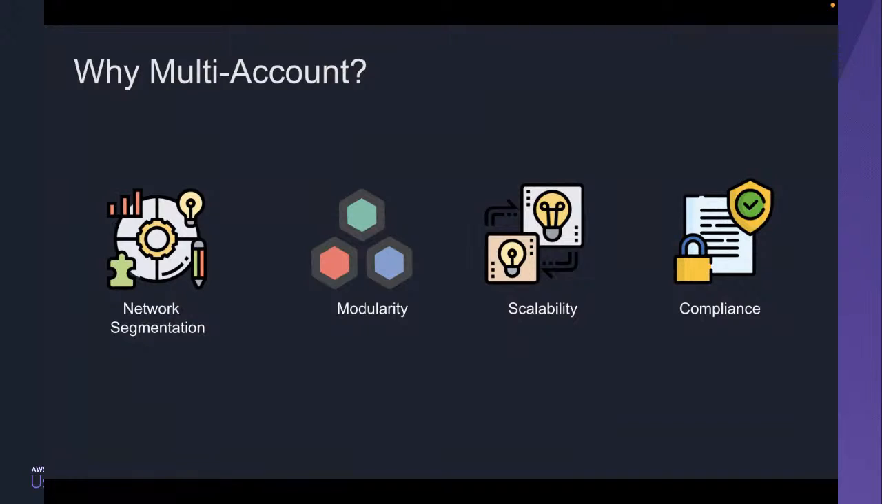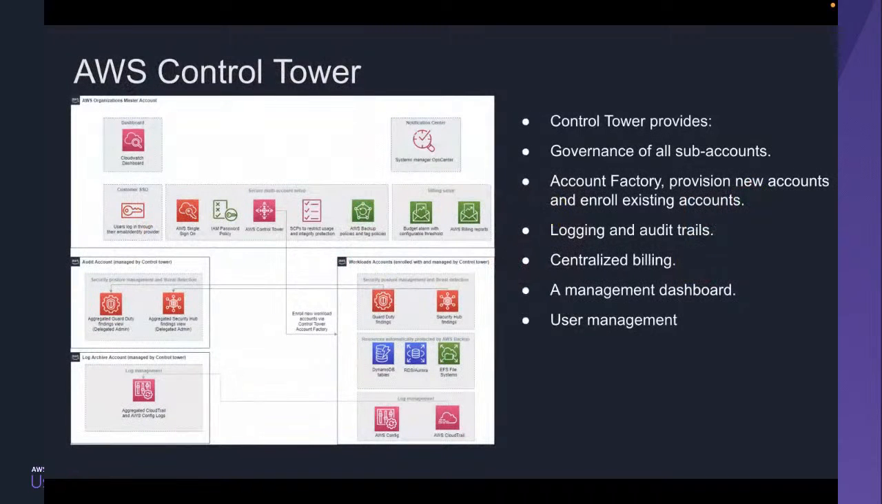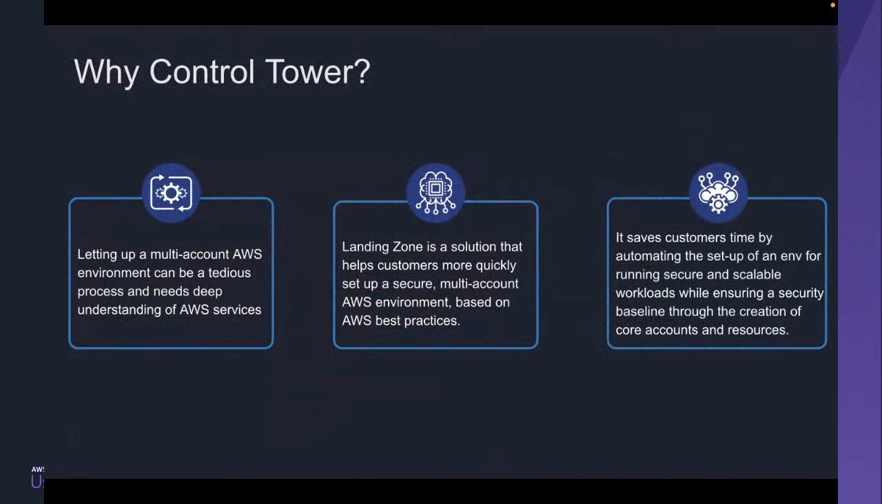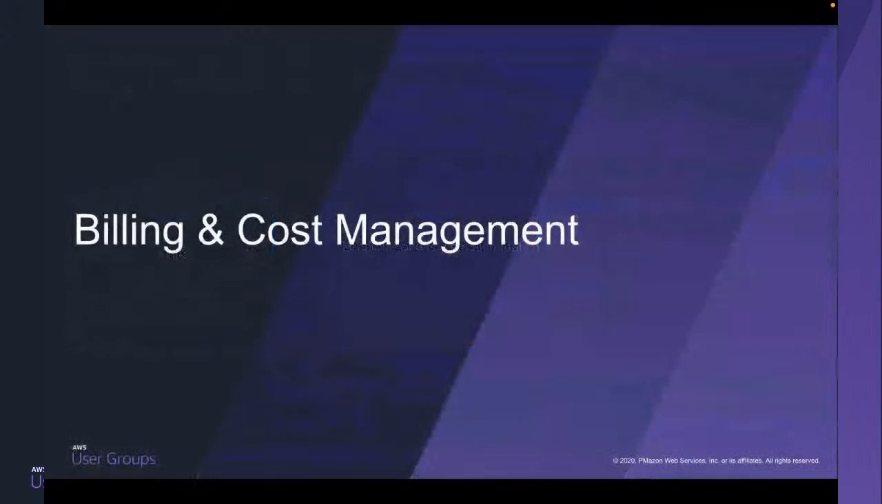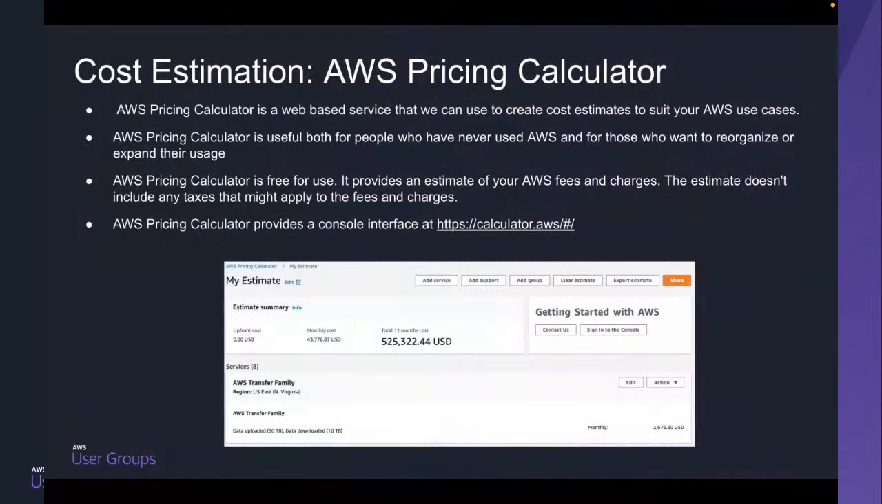Why you need multiple accounts to have proper segregation, modularity, and minimize the effect of one particular application on another one, the cascading effect. How we can simplify deployment of multiple accounts with the help of Control Tower, why you need Control Tower. Then moving to the second section, which is on billing and cost management. We understood how we can use the pricing calculator before you even start working on AWS, to understand the cost that will come up.